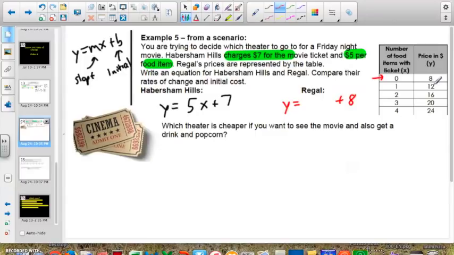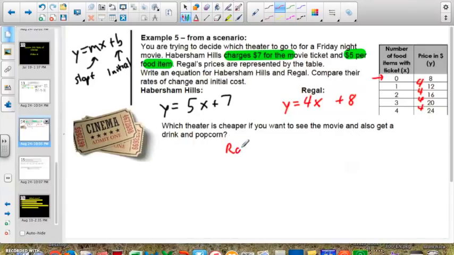Alright, to go from 8 to 12, if you do 12 minus 8, that's going to be 4. 16 minus 12 is also 4. 20 minus 16 is 4. And 24 minus 20 is 4. So we can see that this has a constant rate of change, that we're going up by 4 every time. Again, we don't know how many food items we're going to purchase, so we're going to let that be x. So we're asked to compare the rates of change and initial cost.